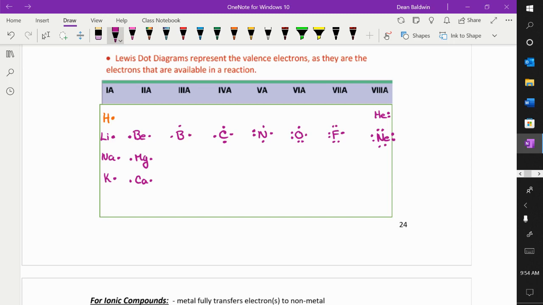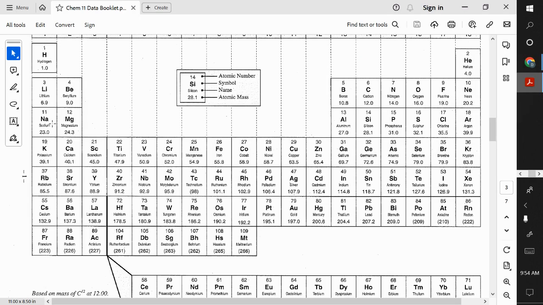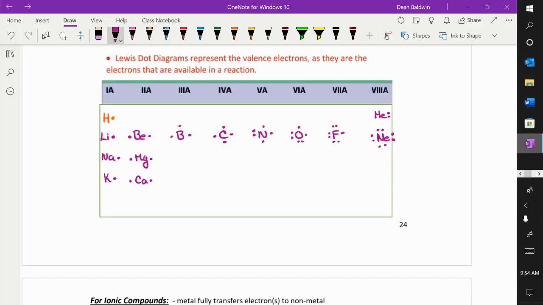All right, and then going across the next row on the periodic table, we did sodium, magnesium, now we're going to do aluminum, silicon, phosphorus, sulfur, chlorine, and then argon. It's the same thing. They have the same number of valence electrons. You should be able to fill those in because they have the same number going across.